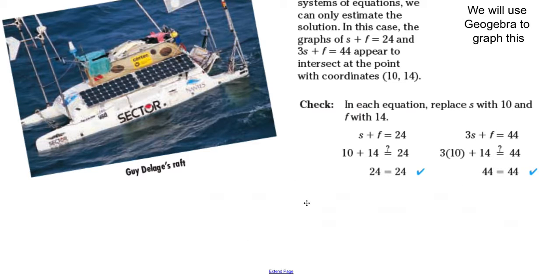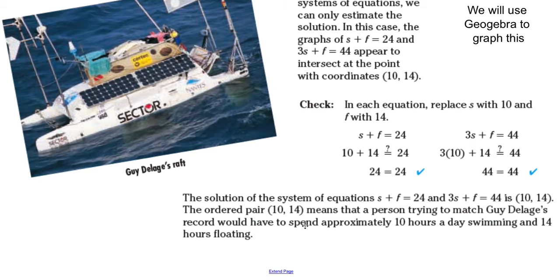So the solution of the system of equations s plus f equals 24 and 3s plus f equals 44 will be 10 and 14. The ordered pair 10 and 14 means that a person trying to match Guy Delage's record would have to spend approximately 10 hours a day swimming and 14 hours floating. That's a lot of water time. Now let's take a look at example number 1.